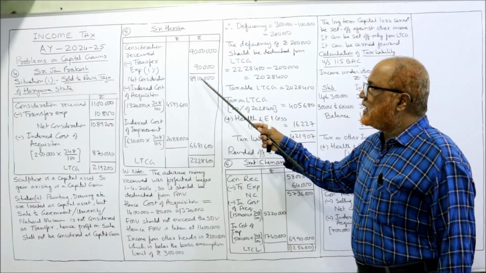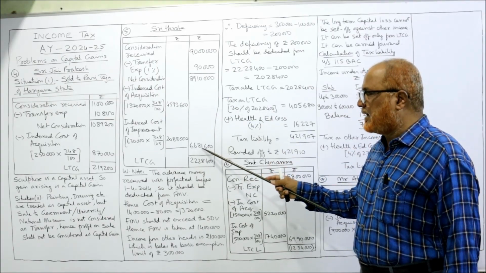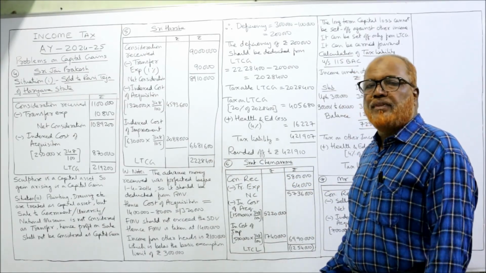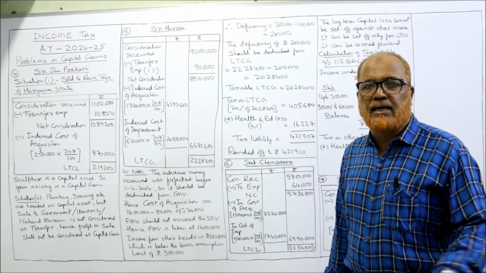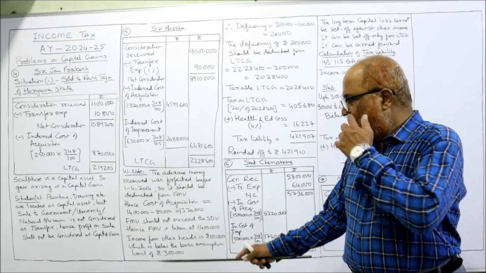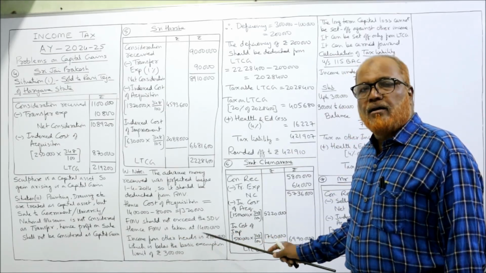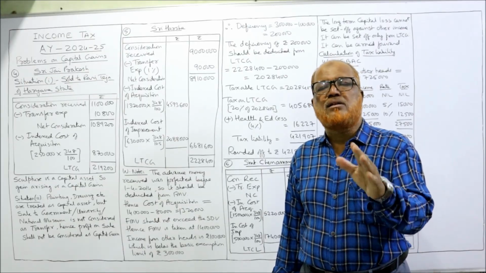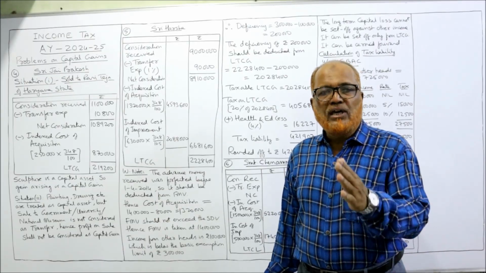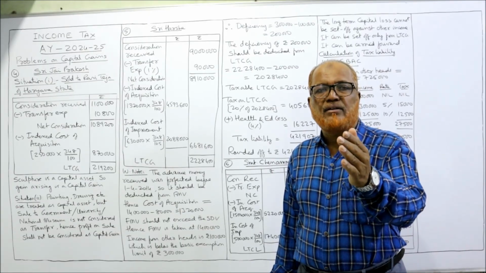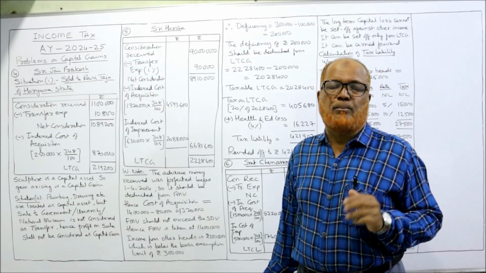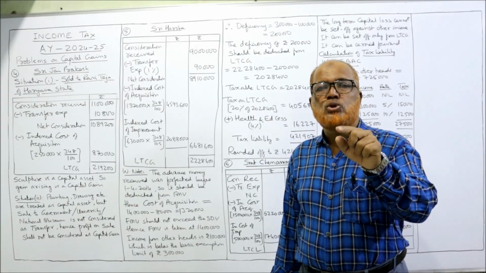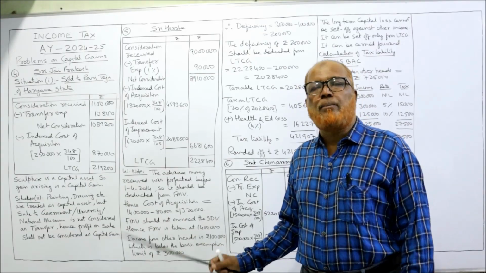Now subtract 89 lakh 10,000 minus 66 lakh 81,600, 22 lakh 28,400. That is the long-term capital gain. Finished. Now income from other heads is 1 lakh. Actually the basic exemption limit in the new tax regime, the default tax regime, is 3 lakh. So if an assessee is having less than 3 lakh rupees other income, then whatever deficiency is there, that deficiency should be deducted from the long-term capital gain.